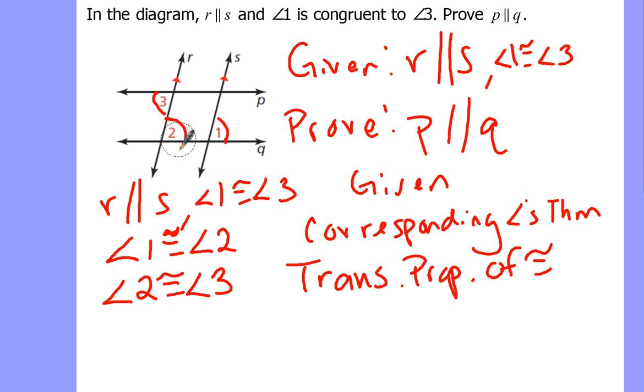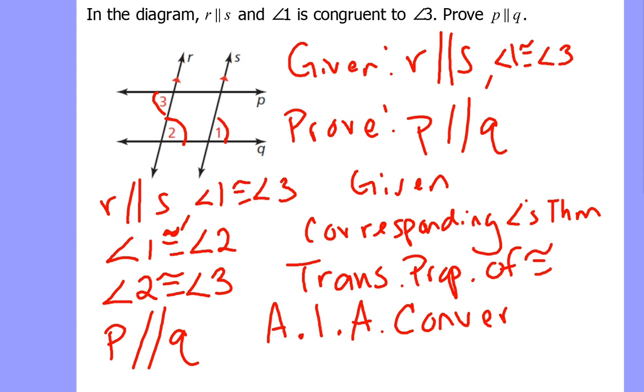Well, now take a look at what we just did. Now we said that 2 is congruent to 3, what we were tempted to do in the beginning. So what this tells us is that now we have alternate interior angles that are congruent. And if we have alternate interior angles that are congruent, I can use my alternate interior angles converse to prove that P is parallel to Q. And that is how we can utilize our converses in different situations.